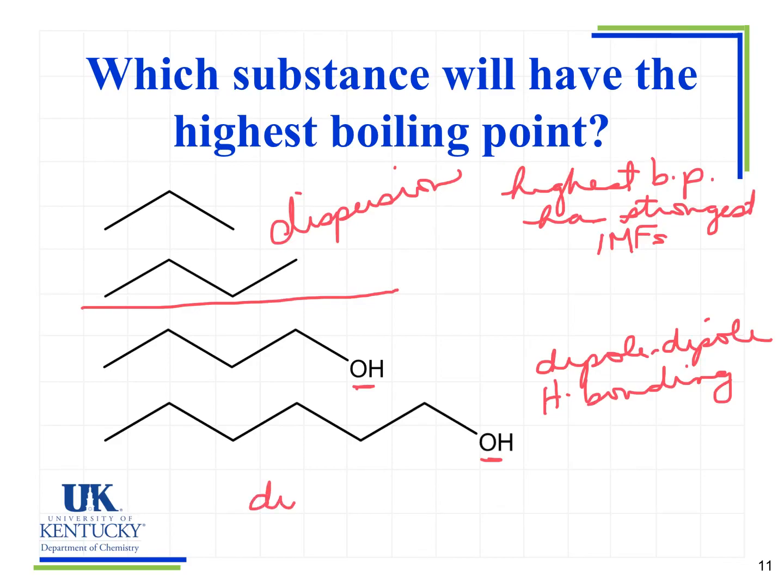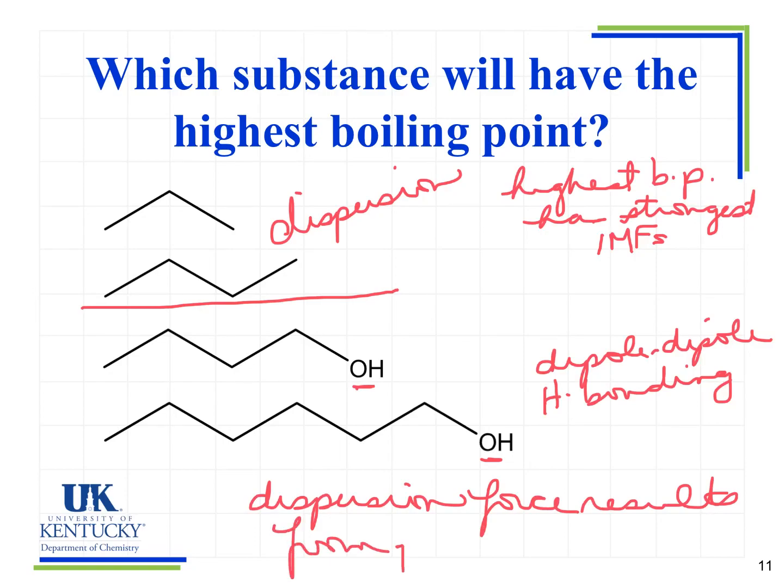Remember that we said dispersion forces result from the presence of electrons. And so what I want to look for is, which one has more electrons? Well, the one that has more atoms is going to have more electrons because we're all looking at the same types of atoms here, carbons and hydrogens. So when I look at this very last one, even though the dipole-dipole forces and the hydrogen bonding for the third and fourth examples here are exactly the same, the dispersion forces are going to be different because this last one is a longer molecule, more atoms, more electrons, stronger dispersion forces.